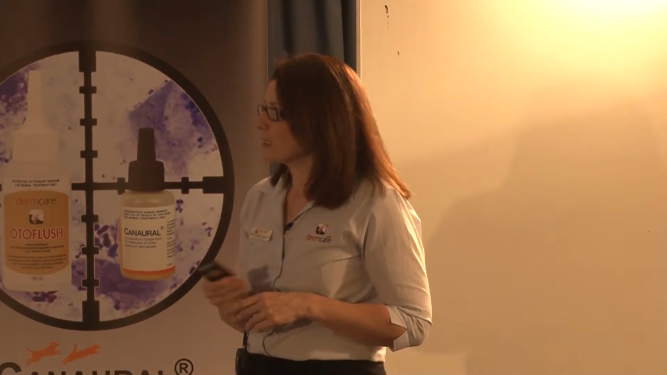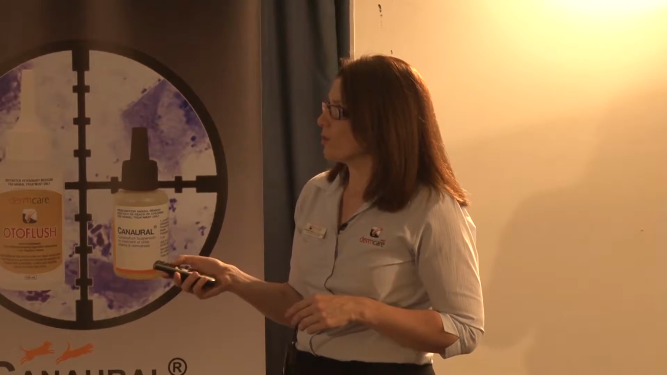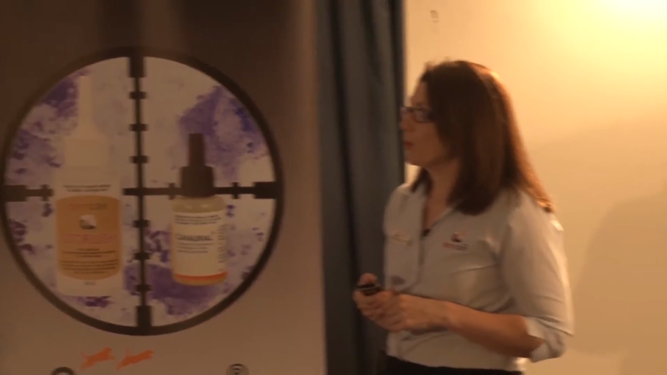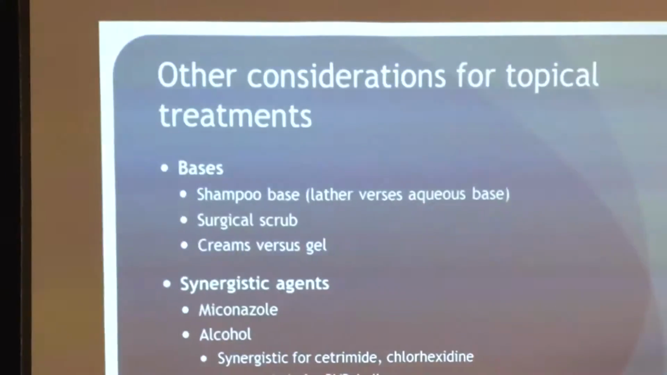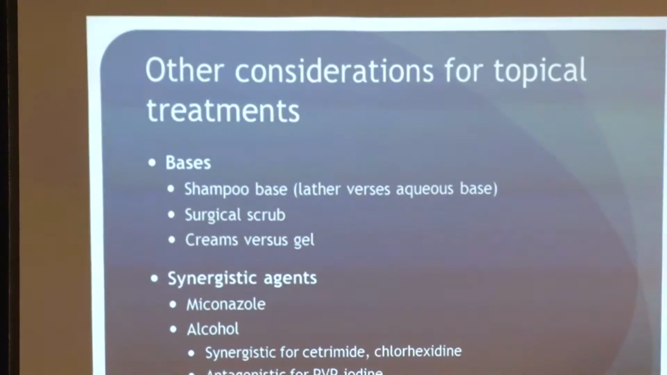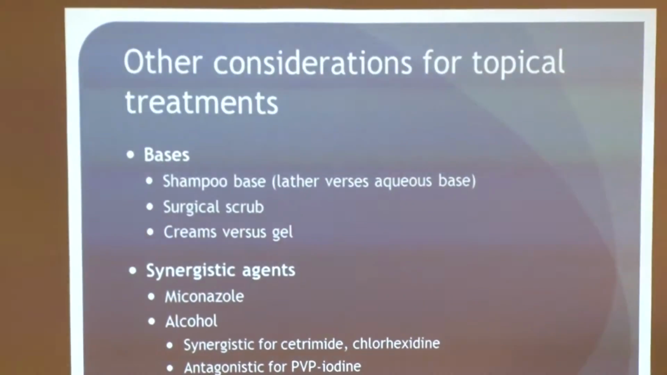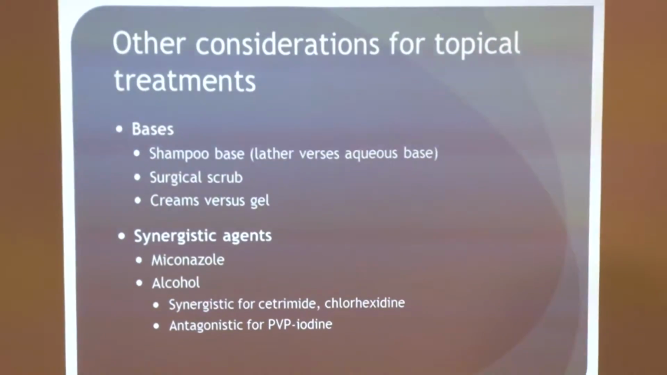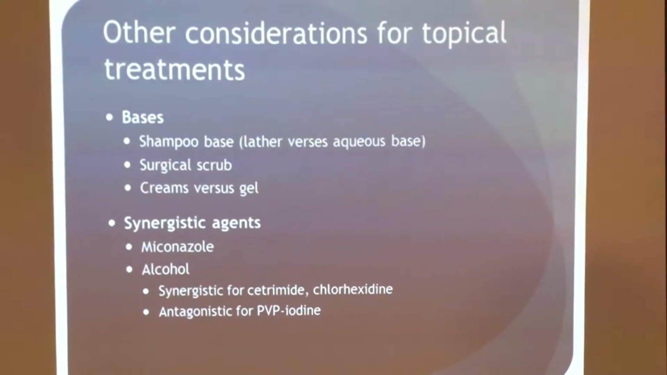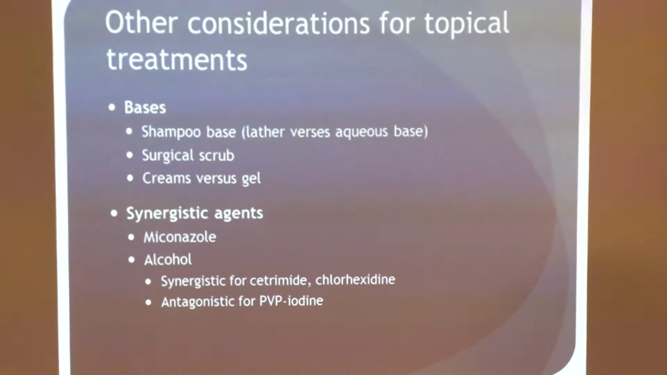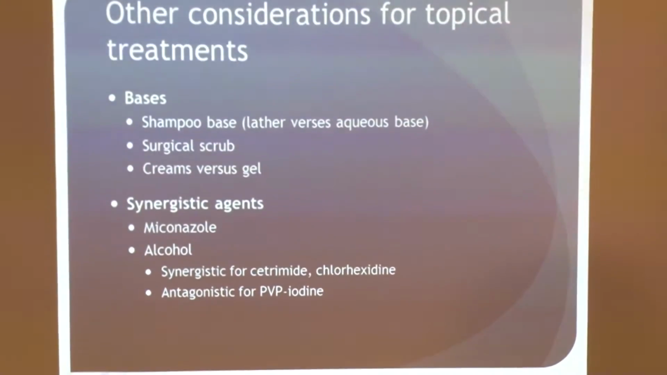Some other considerations when we're selecting topical treatments. One is what sort of base it's in. So a shampoo base versus a surgical scrub is something to consider when we're talking about the treatment of hotspots, for example. It'd be more appropriate to use a lathering shampoo base to lift crust and be more gentle on the skin than to scrub with a surgical scrub. Surgical scrubs often contain an alcohol component as well.